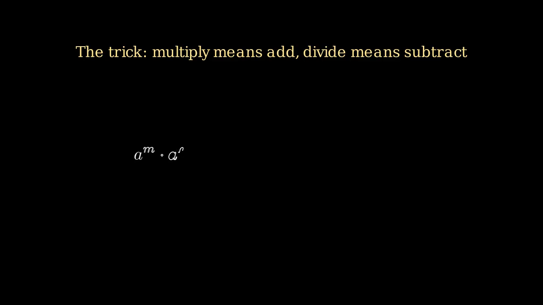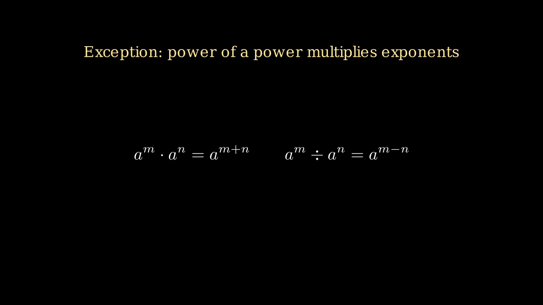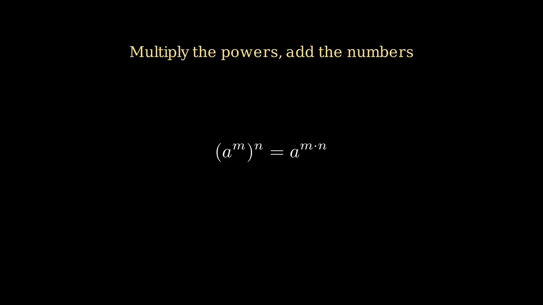Here is the trick to remember all of this. When the operation between the bases is multiply or divide, the operation on the exponents is add or subtract. But when you see a power of a power, that is the one case where you multiply the exponents themselves. So multiply the powers together but add the numbers. That is the whole rule in one line.